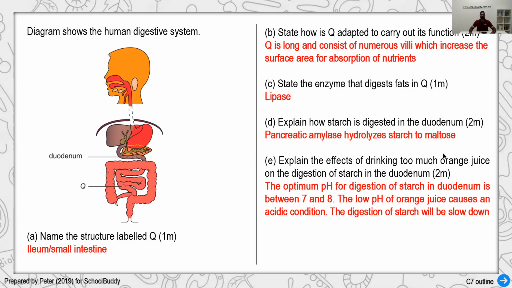So you should not take too much orange juice. It should be limited according to your balanced diet and food pyramid. So with that, we have seen some examples of nutrition.